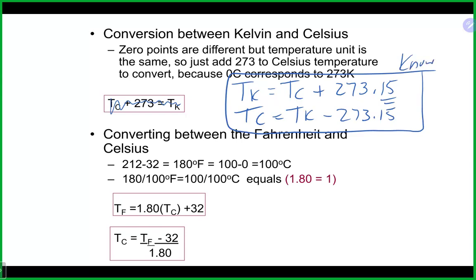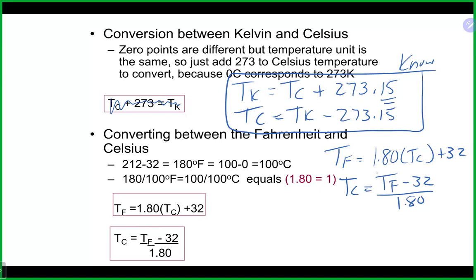Now, when we go between Fahrenheit and Celsius, we have a couple different equations for that. The first one is if we want Fahrenheit temperature, we take 1.8 times the temperature in Celsius plus 32. If you have Fahrenheit and want Celsius, the temperature in Celsius would be the temperature in Fahrenheit minus 32, divided by 1.8. So make sure you know these as well. Again, they will not be provided for you along the way.